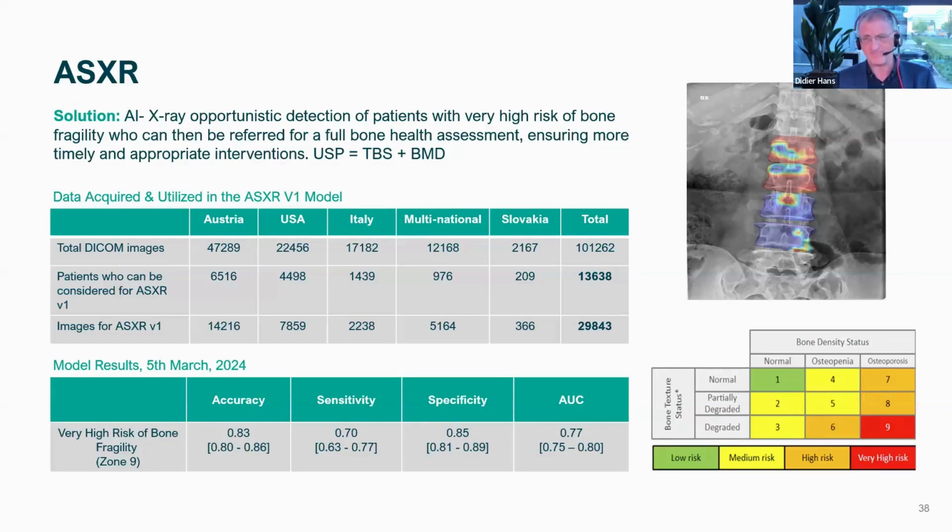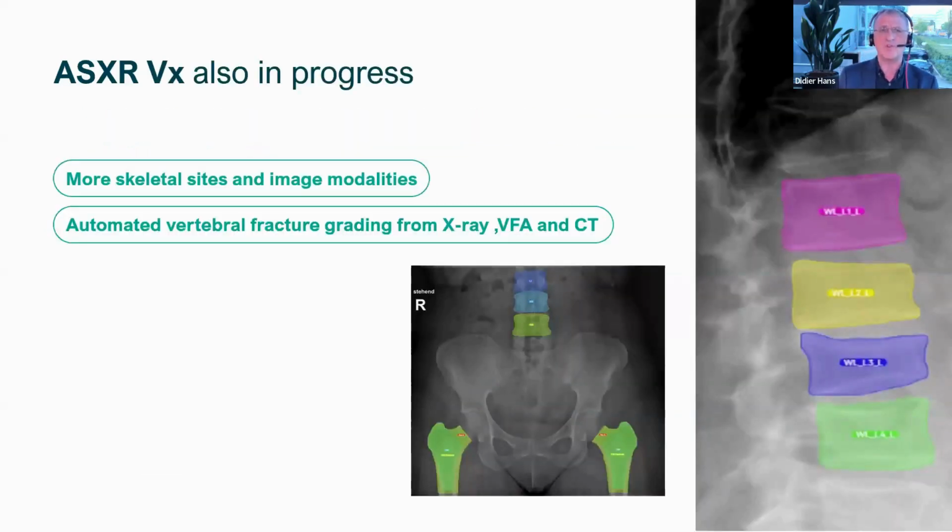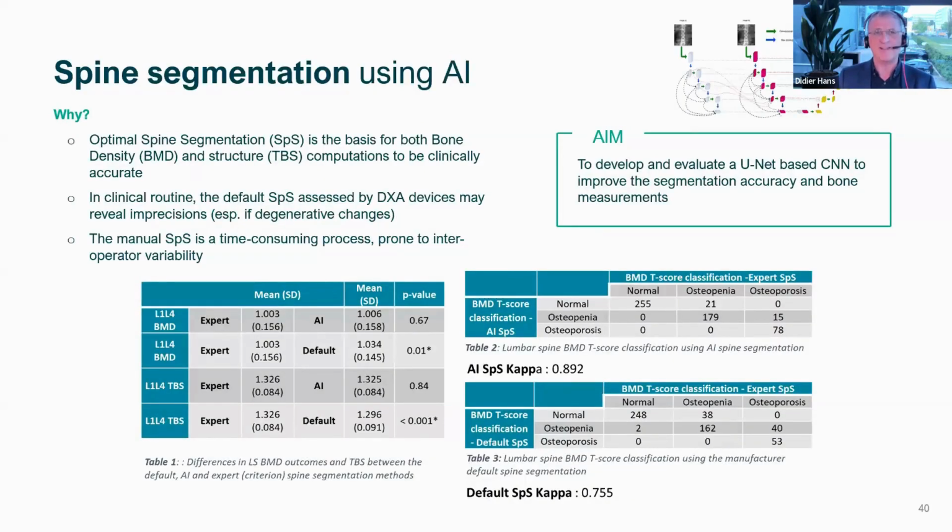So next slides. The idea is not just to stay with the spine, but go to more sites, which can also be the humerus, radius, hip, and so on. Everything will be detected automatically, but we'll also do automatic vertebral fracture grading from an X-ray using a similar type of algorithm. From the next slides, I will not go on about the A6R, but talk about the spine segmentation.